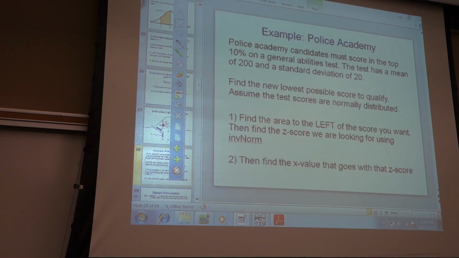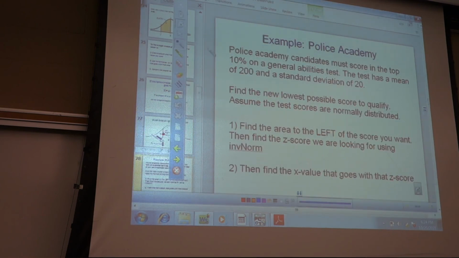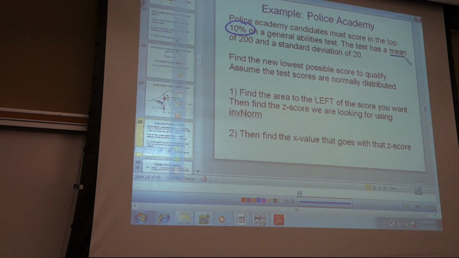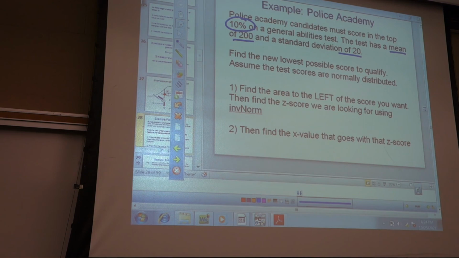All right, so here's an example. That's the next thing down the list. This is my example you're going to do with me. Top 10%, which is different than yours. Yours is top 20%. Has a mean of 200, standard deviation of 20. Find the minimum score to qualify.